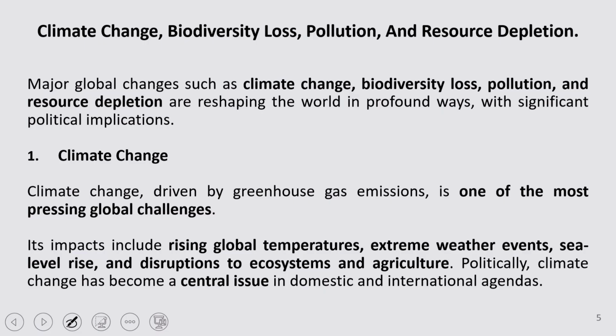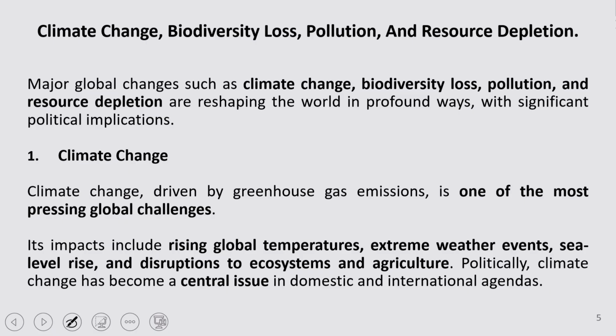Biodiversity decline and deforestation spark debates over land use and indigenous rights, while water scarcity heightens regional disputes. Environmental policies such as the Paris Accord reveal global cooperation challenges, with disparities between developed and developing nations over responsibility and funding too. And in this regard, populist movements and corporate lobbying often hinder climate action, prioritizing short term economic gains over sustainability.